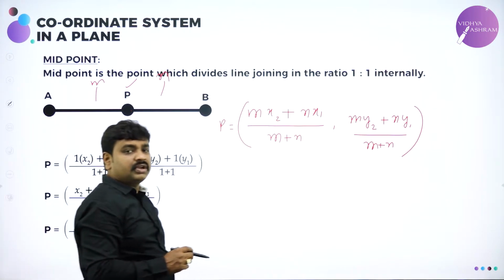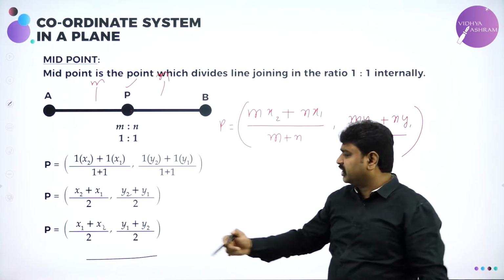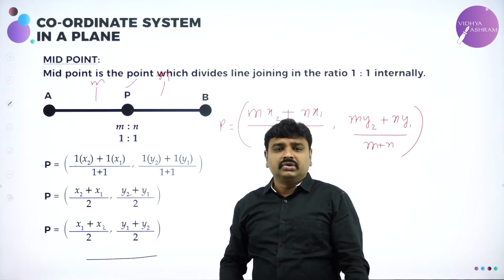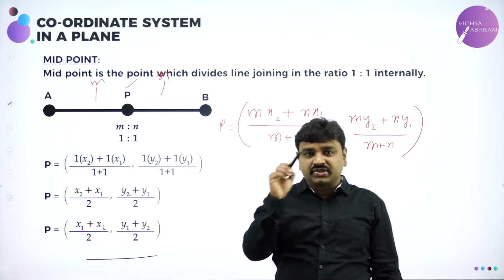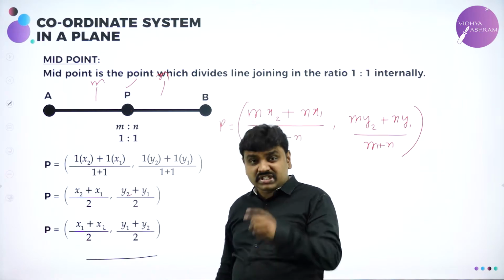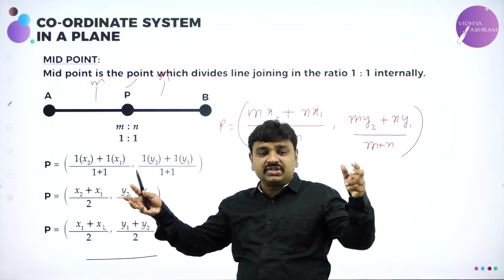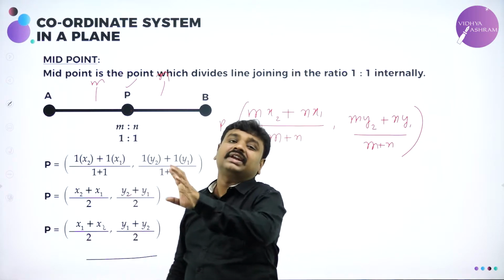So what is the midpoint formula? x1 plus x2 by 2. See, mid means what? Half. Half means what? By 2. That's why here by 2. That is easy. So what is the midpoint formula? Sum of the x coordinates divided by 2, comma sum of the y coordinates divided by 2. What is midpoint? Midpoint is a point of division which divides the line joining in the ratio 1:1 internally.